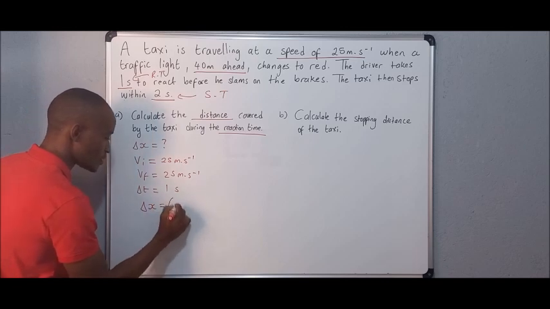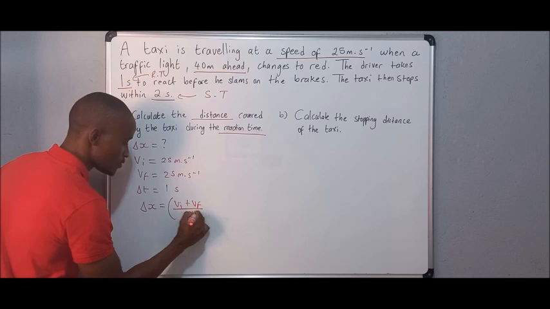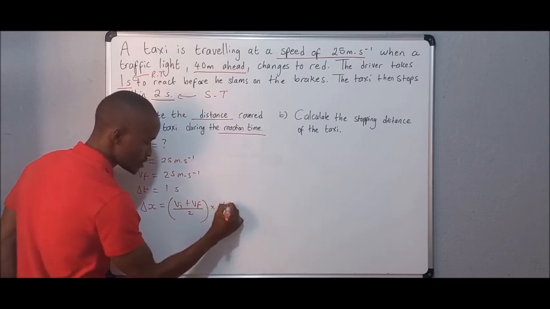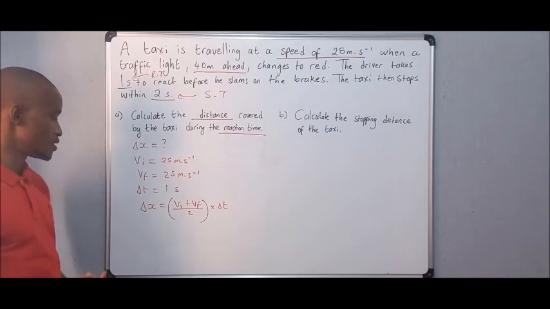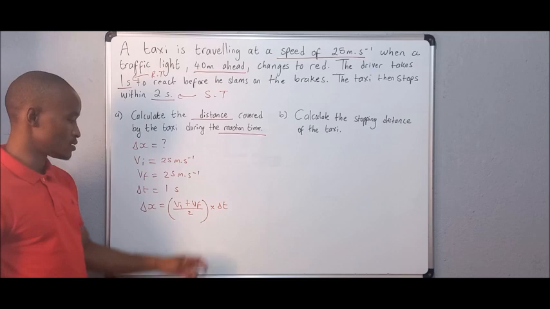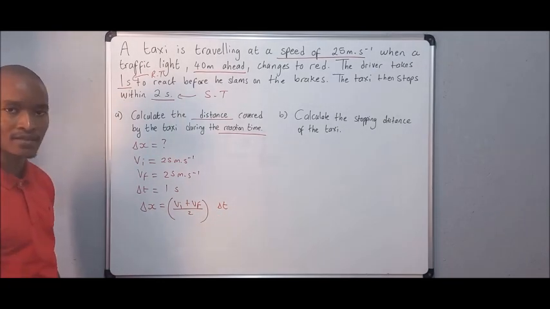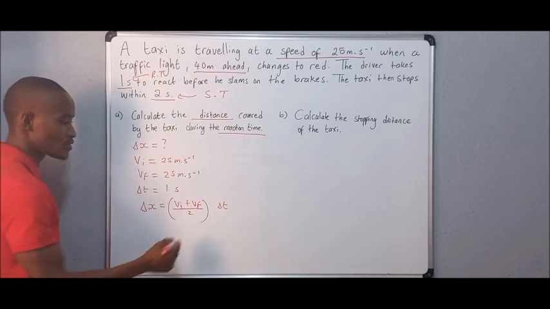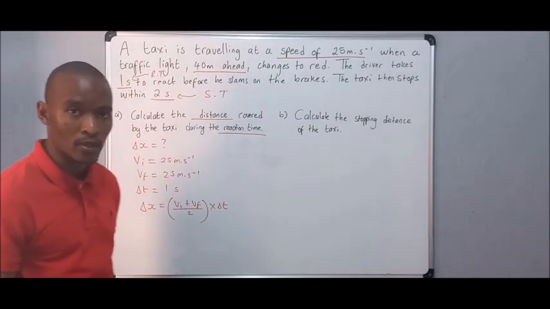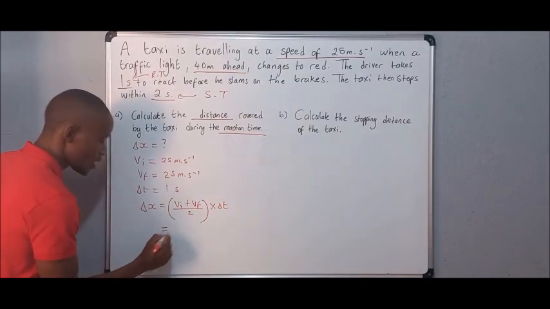So it is this one, VI plus VF over 2 times change in t. In some literature they don't use that multiplication sign. It is just denoted as times, like that, which is fine, because a bracket with an outer term means the operation is multiplication there. Good stuff. So what do we have?